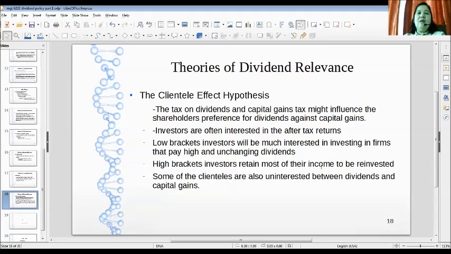Okay. Ito may corollary siya, okay? For low bracket investors, they will be much interested in investing in firms that pay high and unchanging dividends. Okay? Para doon sa mga low bracket, hindi sila masyadong mapera siguro. Okay?